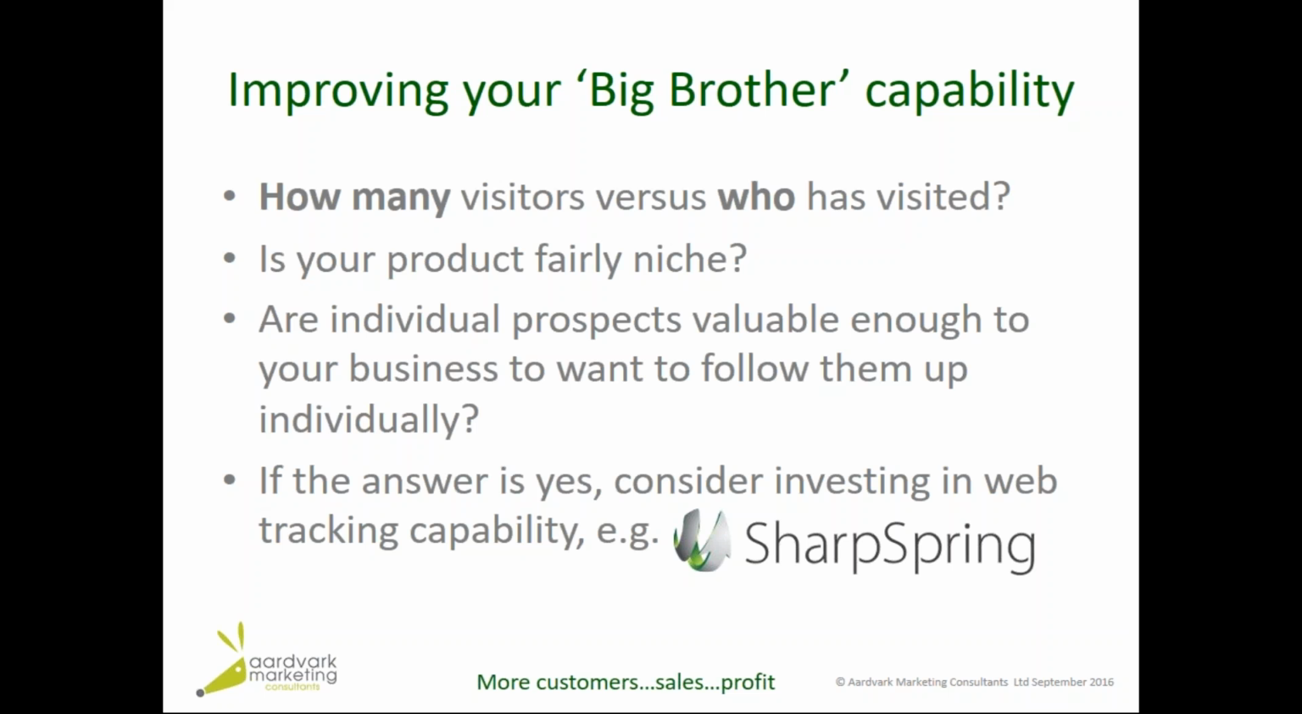So if the numbers are not enough and you've got small numbers of prospects and you want to really tailor your message down, you can by investing in something that will track who's visited your website. There are others. You don't have to dive straight into something like SharpSpring, it's just automation and CRM and quite a lot else besides. If that's too much, you can just get a simple web tracking system.